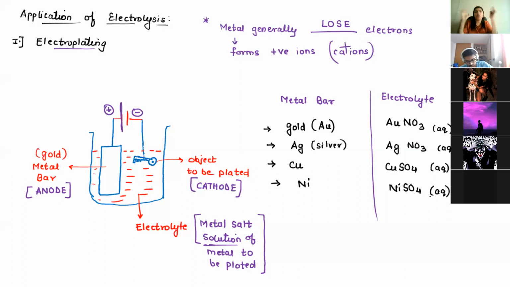So in electroplating, once again, important rule, three things to remember. Number one, the metal which needs to be coated will be at the anode. The object to be plated, cathode. The electrolyte should be the salt solution of the metal. Okay, is this very clear about electroplating? Any doubts?